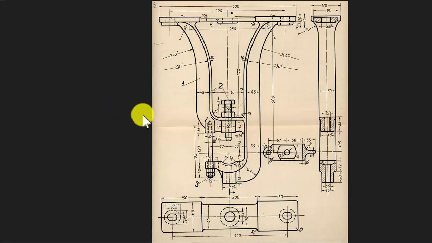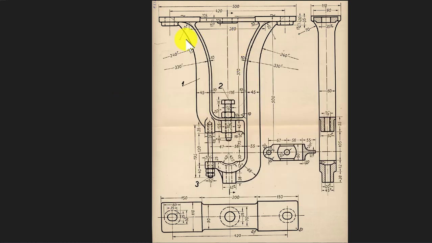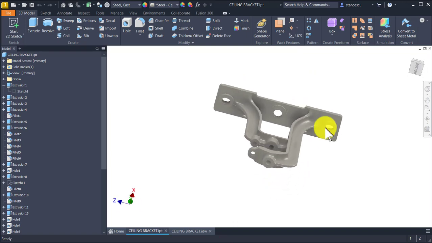Hi my friends, today we model this bracket, ceiling bracket. Once again we use drawings from Timoteo Carrera Soto, and you already know where to find those drawings if you want to have them for yourself. This part is simpler than the one in the previous tutorial, and we have to model it. I did this, and you can see the model here.